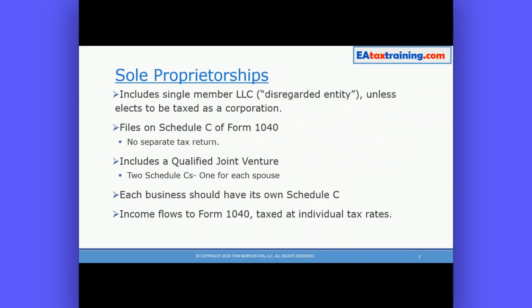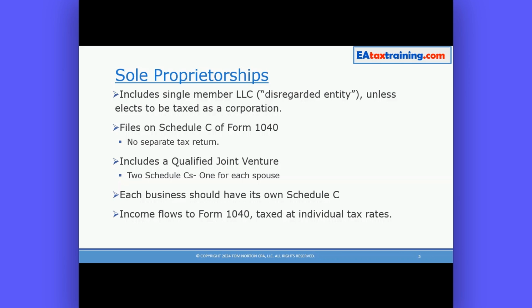So an overview. Remember that a sole proprietorship not only includes just a regular unincorporated business where one person goes into business, doesn't set up any type of entity. It also includes a single member LLC, which is considered a disregarded entity, unless the LLC elects to be taxed as, for instance, an S corporation. But if you just have a single member LLC, don't do anything else, then you are automatically a sole proprietor. Sole proprietors file on Schedule C of Form 1040, so there's no separate tax return like there is for all of the other entities.